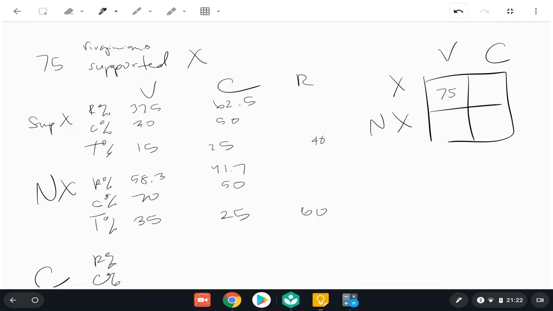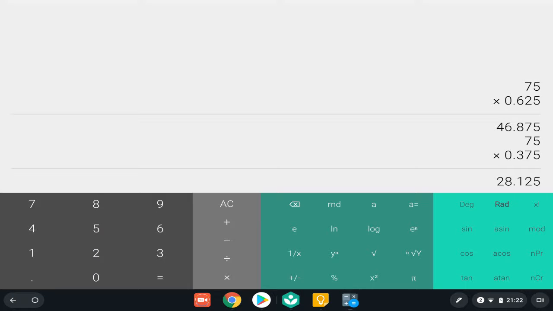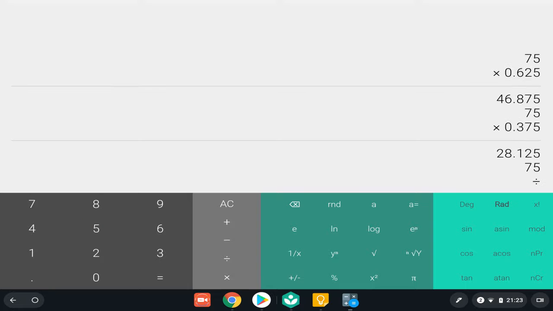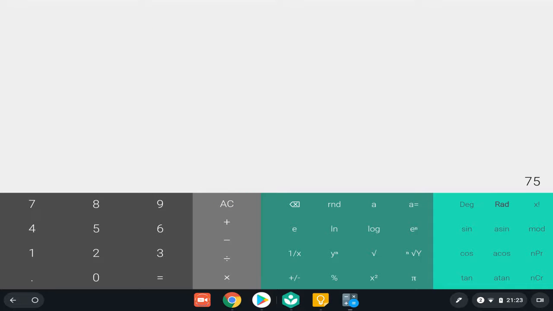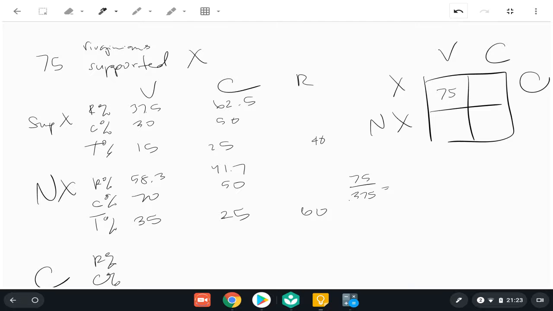So this is like what we have over here. So we have 75 divided by 0.375 equals the column total. 75 divided by 0.375 equals, okay, let's try that again, let's make sure. 75 divided by 0.375 equals 200. So 200, 75 plus 125 makes 200.